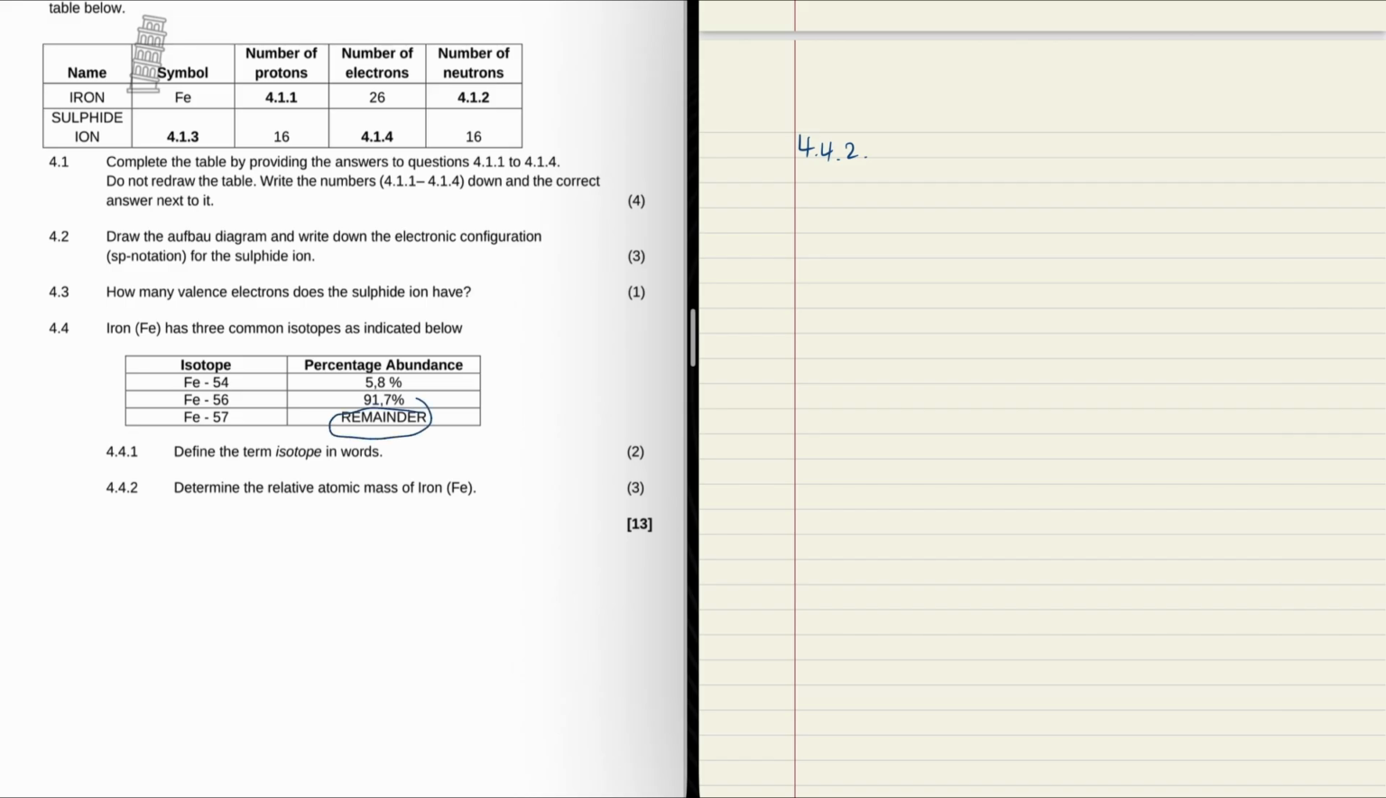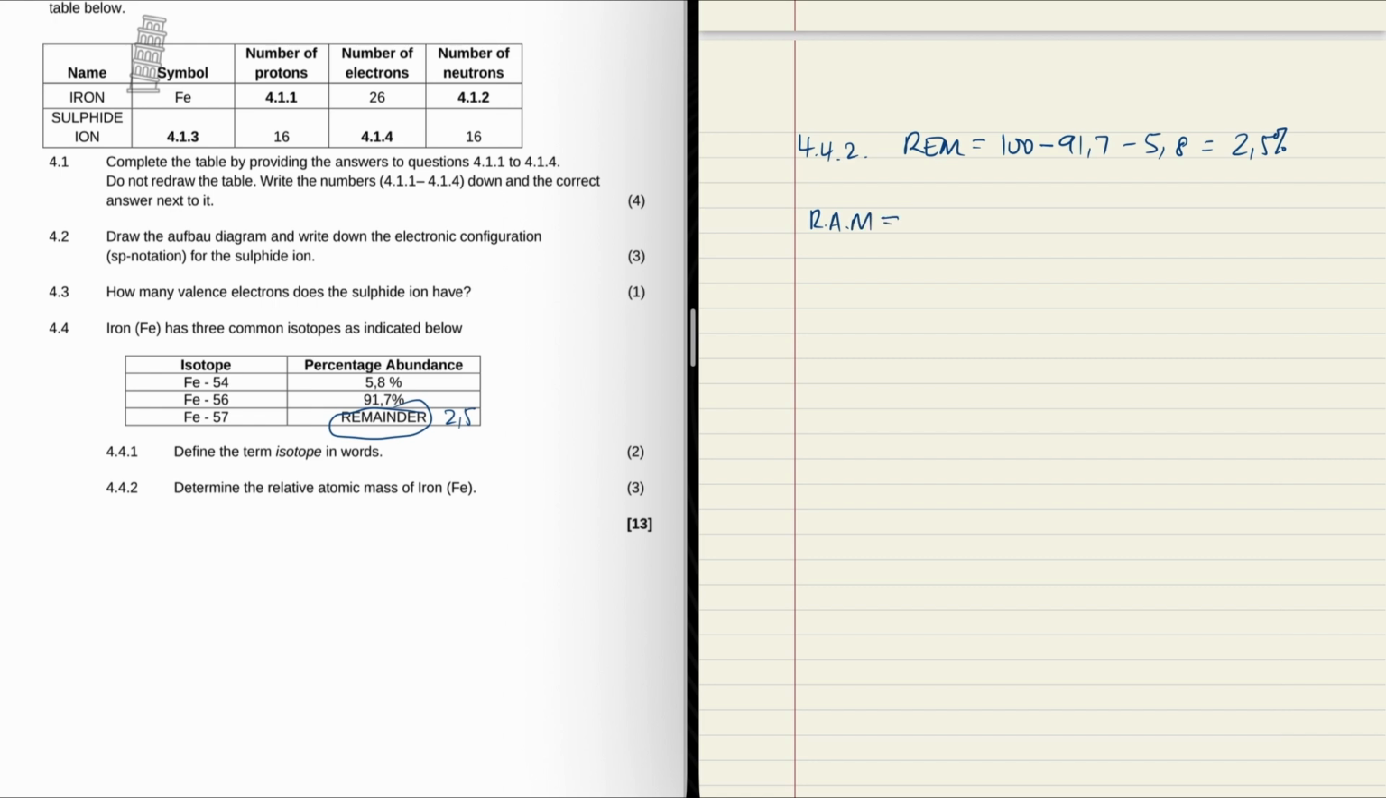First thing we need to do is figure out the percentage here. So the remainder is going to equal 100 minus 91,7 minus 5,8. And that's equal to 2,5%. So this is 2,5. Now to calculate the relative atomic mass, the RAM, it's simple.